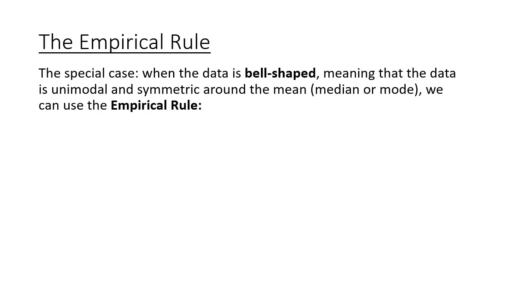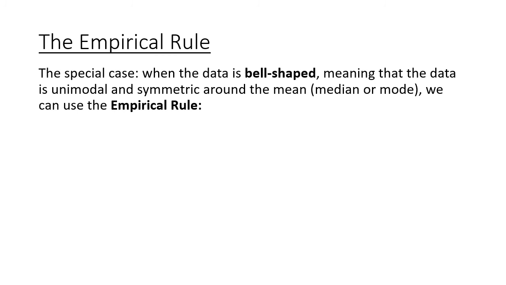But I want to talk about the empirical rule now, and how the mean and the standard deviation are related to each other. This is the special case when we have data that's bell-shaped, symmetrical bell-shaped, meaning that the data is unimodal and it's symmetric about the mean. Like I said a little bit earlier, this is where the mean, the median, and the mode are all equal to each other. If we have that one peak in the center and it's symmetric on both sides, it's bell-shaped, we use the empirical rule.